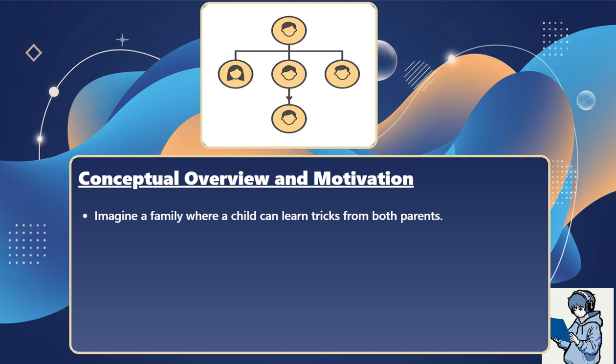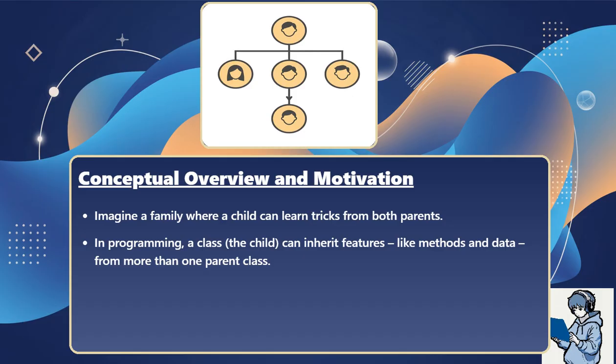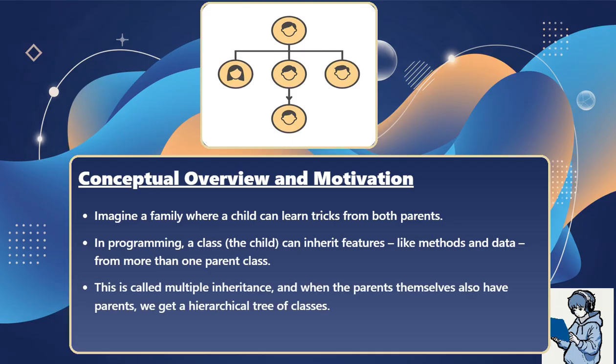Imagine a family where a child can learn tricks from both parents. In programming a class, the child can inherit features like methods and data from more than one parent class. This is called multiple inheritance, and when the parents themselves also have parents, we get a hierarchical tree of classes.